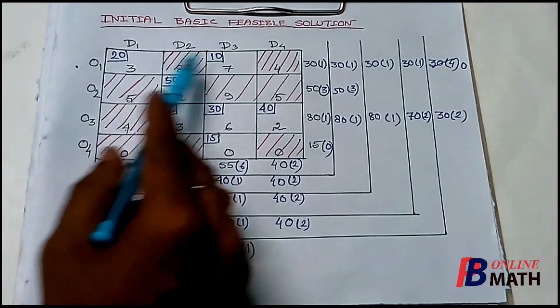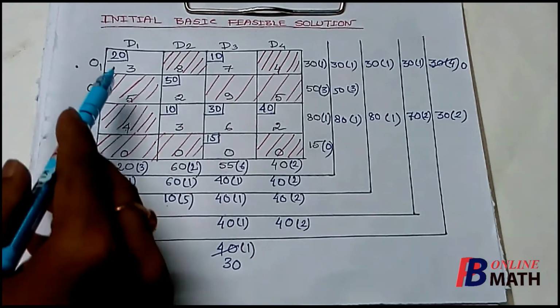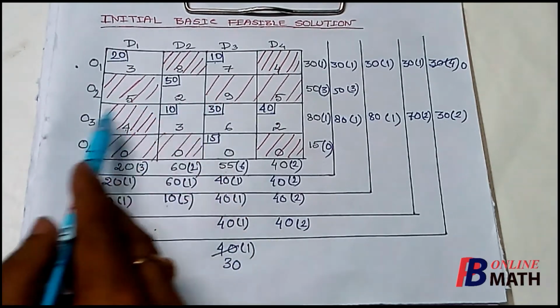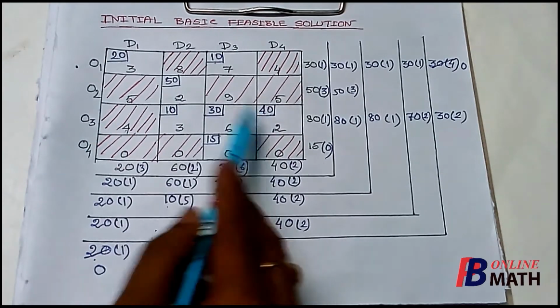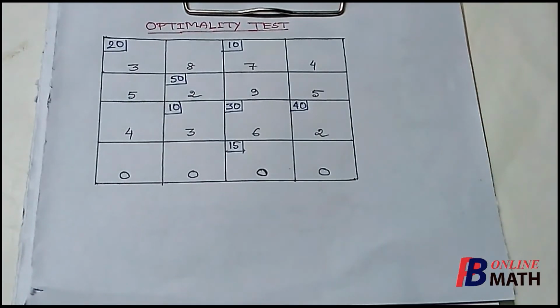As expected, we have 1, 2, 3, 4, 5, 6, 7 basic variables, and all the remaining 9 variables are non-basic variables. So this is our initial basic feasible solution. The value of x11 is 20, x13 is 10, x22 is 50, x32 is 10, x33 is 30, x34 is 40, and x43 is 15. So we have obtained the initial basic feasible solution by Vogel's approximation method. Now we shall test whether this solution is optimal or not. To check the optimality of the initial basic feasible solution, we shall use the UV method.